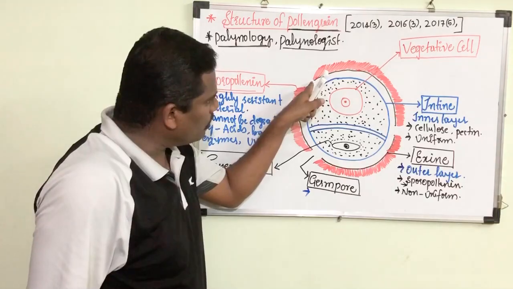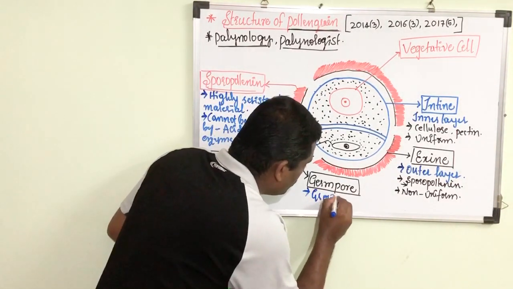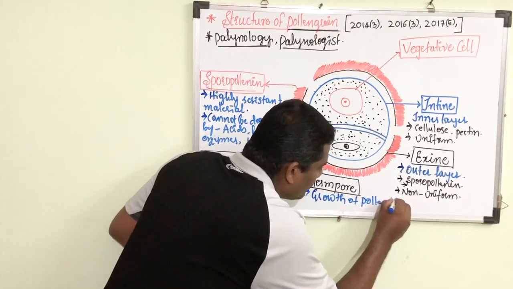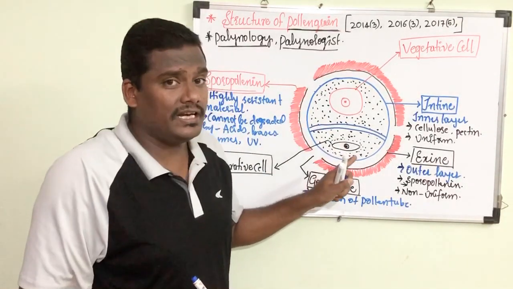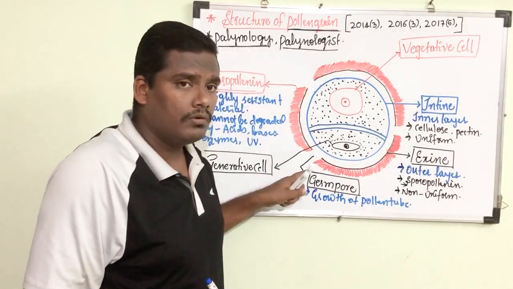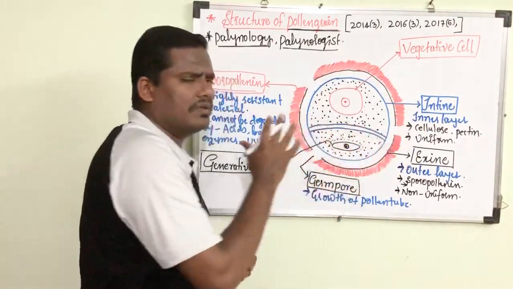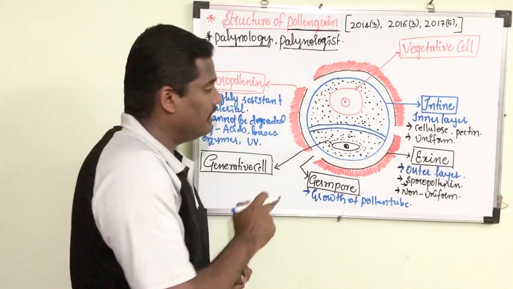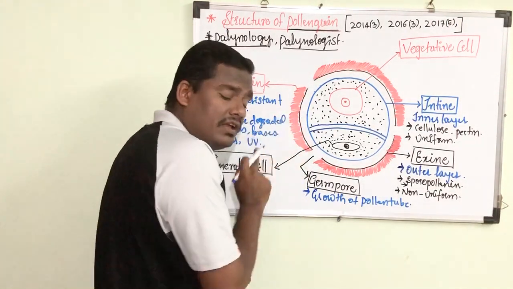Now, germ pores are helpful for the growth of pollen tube. Then the question arises, why is it necessary to have a germ pore? Because all over the outer surface of the pollen grain, sporopollenin is deposited. The pollen tube cannot grow from here because there is sporopollenin here.